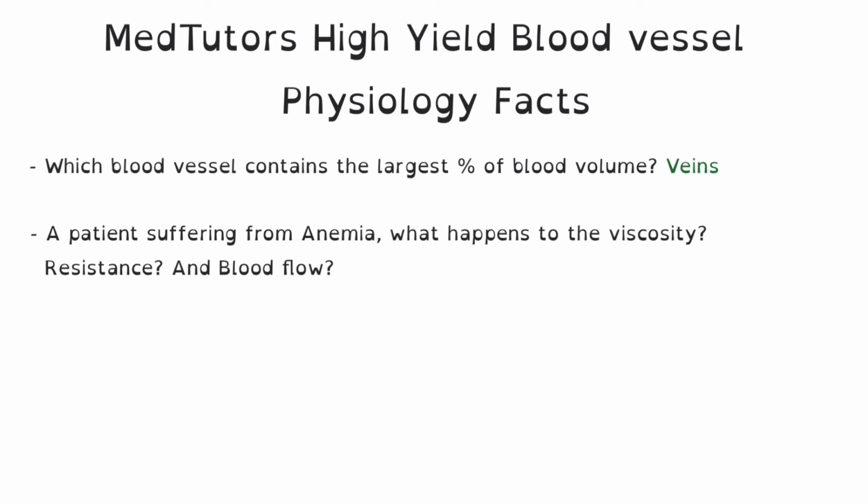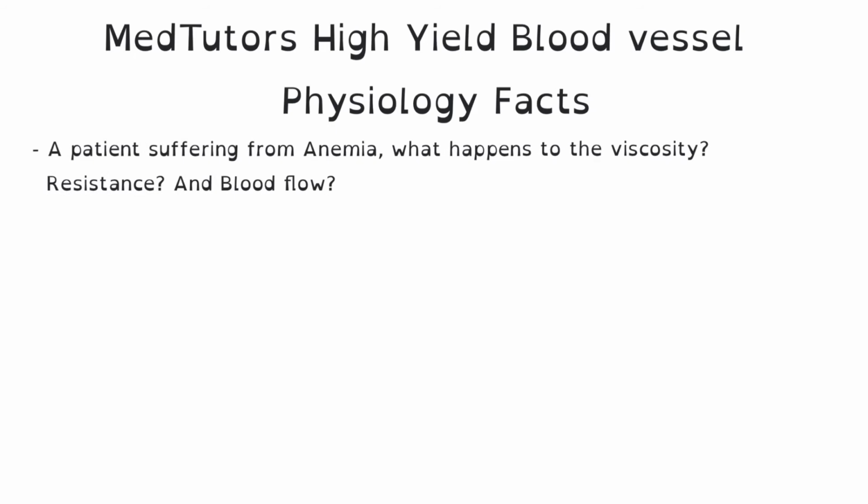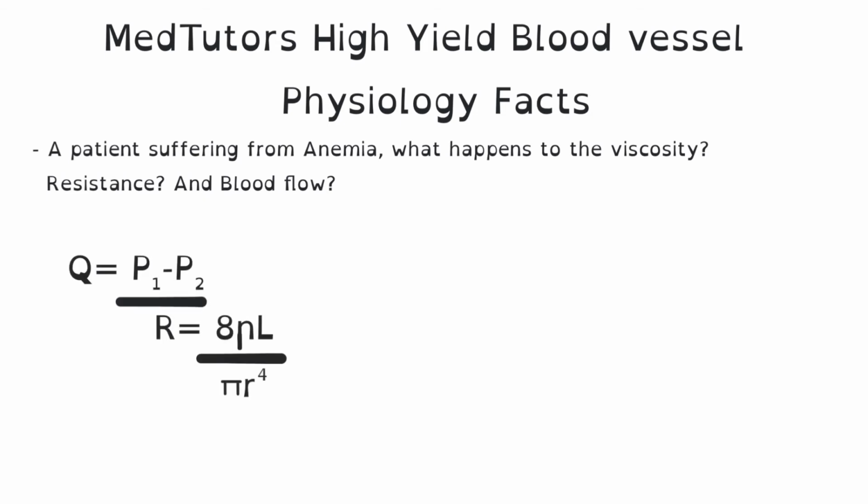In a patient suffering from anemia, what happens to the viscosity, resistance, and the blood flow? Let's talk about this in a bit more detail. In order to answer the question, we have to understand the concept behind this equation. The flow is equal to the change in pressure over resistance. We need to understand that flow is going to be inversely related to resistance. We have to understand the factors that are going to be affecting resistance.